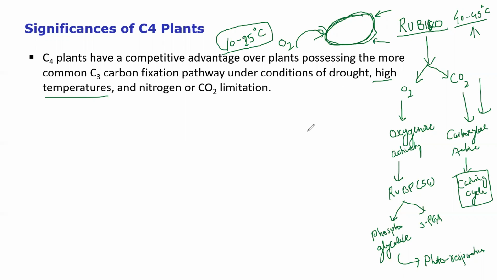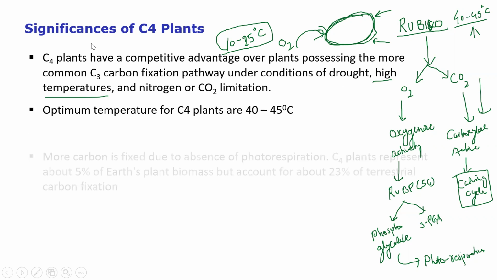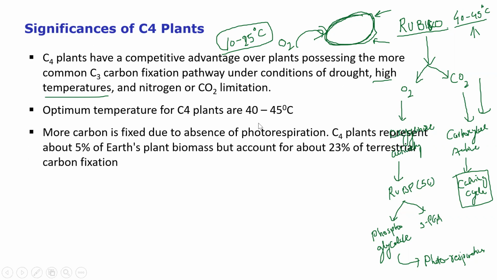Okay. So let me know, is it clear why C4 plants are more efficient in comparison to C3 plants? Is it clear? Understood? Everybody? If not, let me know.